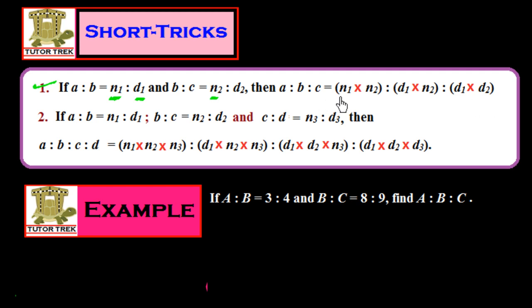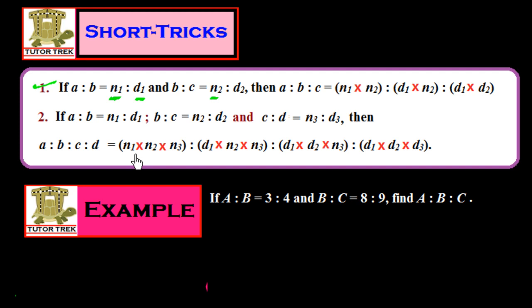So in this way we got this, and it is very easy to keep in our mind. It is very easy to remember. Now if we have three ratios given: a is to b is n1 over d1, b is to c is n2 over d2, and c is to d is n3 over d3. So here we have to do the same thing.